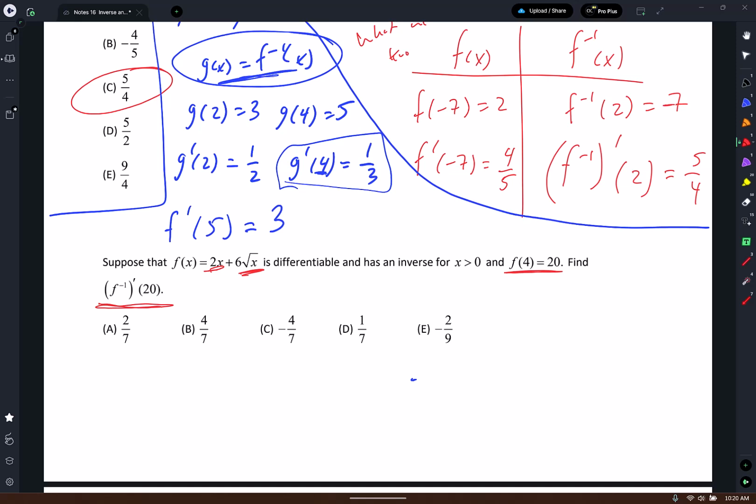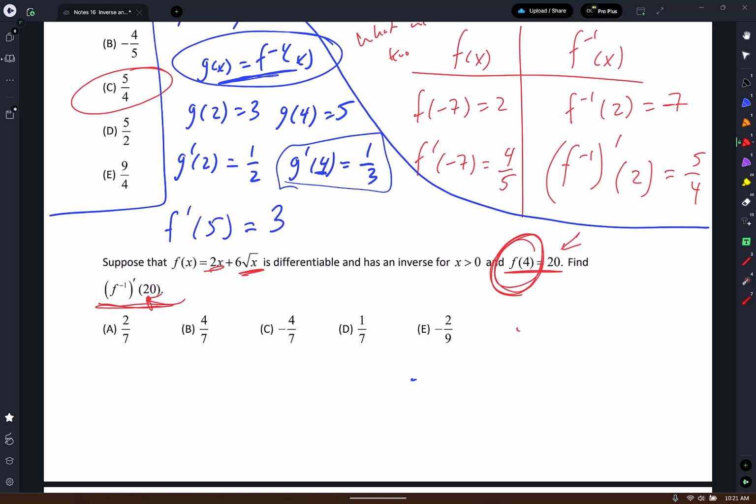Are we okay? Notice that the 20 on the inverse was a 20 on the original. That 20 on your inverse is an x value, and it was a y value on your original. We notice that, guys. So I'm going to find the derivative of the original at what value? At 4. And whatever value I get at 4, I'm going to take the reciprocal. Do you see the game plan?